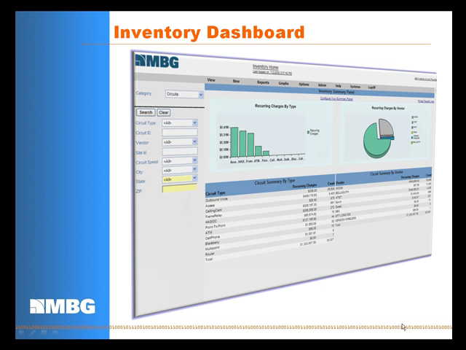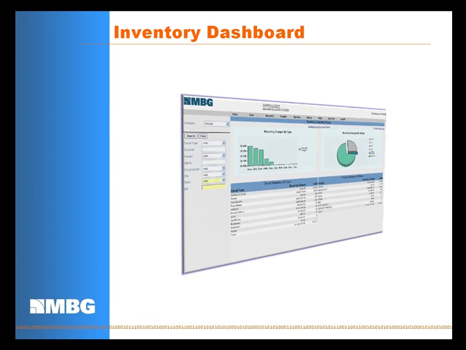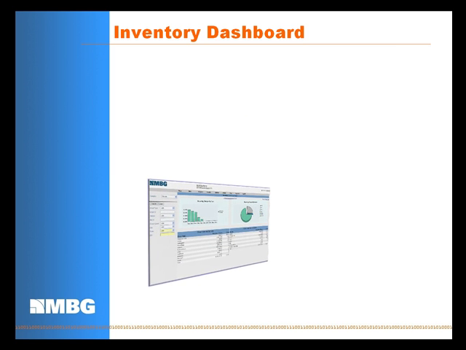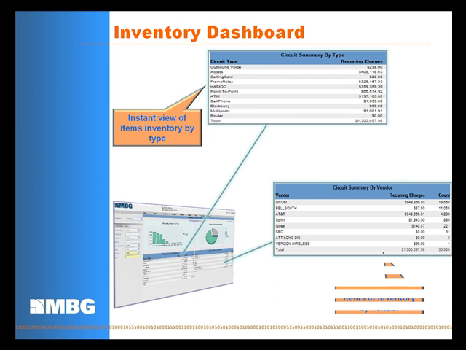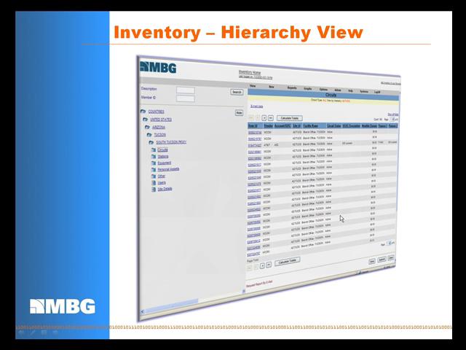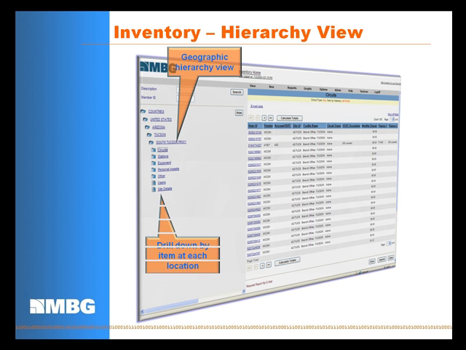This is a view of the inventory dashboard, which summarizes the number of items in the inventory database and groups them by type and vendor for a quick snapshot view. This shows the inventory displayed by an organization's dedicated hierarchy. In this case, the hierarchy is broken out by geographic location.